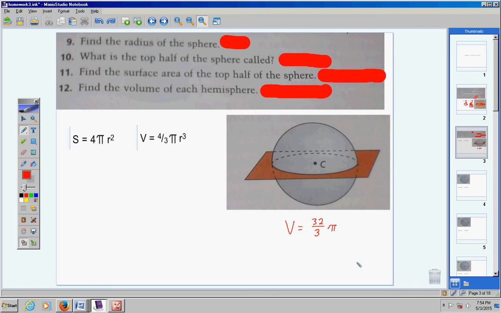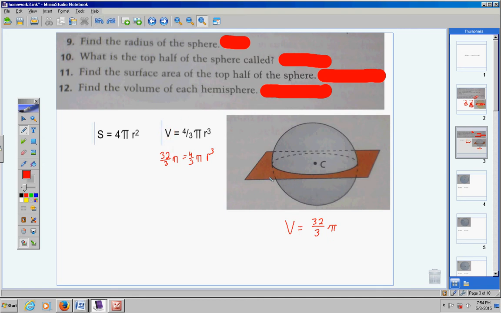Now, guys, think about it. They're giving us the volume, so we wouldn't use this formula right here. We would use this formula here because that's the formula that deals with volume. Okay, so volume equals 32 over 3 pi. So where v is right here, I'm going to put 32 over 3 pi, and then I'm going to say equals 4 thirds pi r cubed, and they want us to solve for r, find the radius. So where v is, I put this because v equals this right here. That should make total sense, okay?